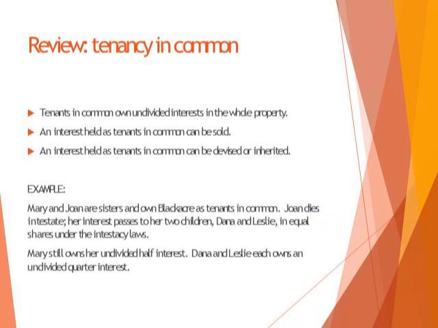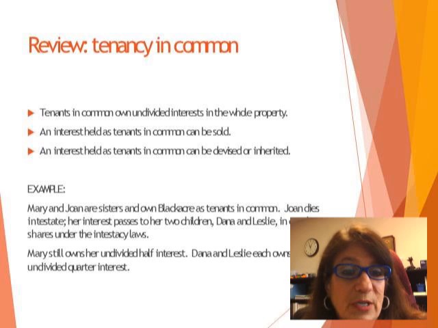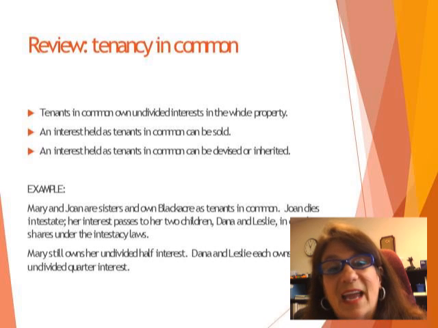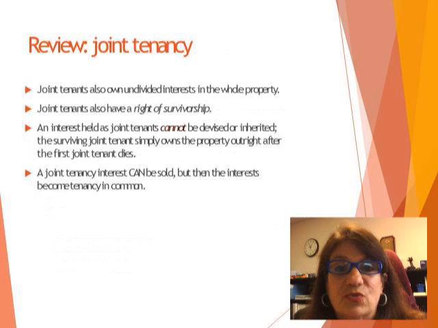So here's an example. I think this is from your book. Mary and Joan are sisters, and they own Blackacre as tenants in common. Joan dies intestate, without a will. Her interest passes to her two children, Dana and Leslie, in equal shares under intestacy laws. Now, Mary will still own her undivided half interest, and Dana and Leslie each own an undivided quarter interest. So that half interest that Joan had continues as a separate interest.